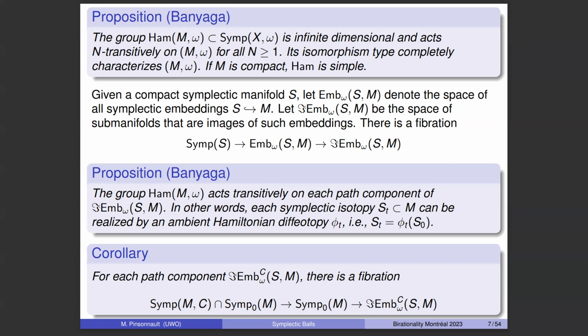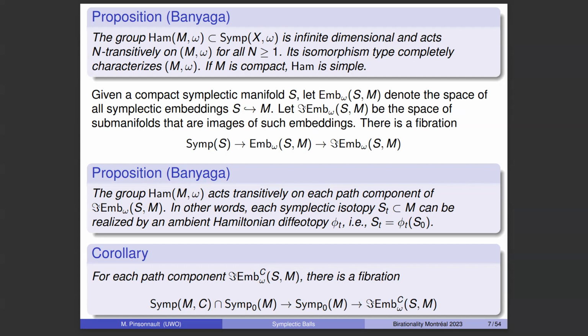And another result of Banyaga tells you that as an abstract group, if you forget the topological structure, just the group structure, Ham completely characterizes your manifold M. Meaning that if you have two symplectic homomorphism groups coming from two manifolds, and they are abstractly isomorphic as groups, then actually there is a diffeomorphism between the two manifolds that intertwines the symplectic structures. Okay, so that's a Banyaga result. So essentially, the group Ham contains all the information about your symplectic manifold.